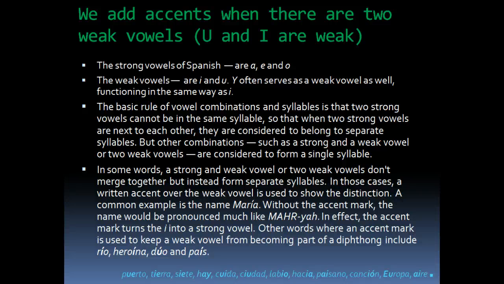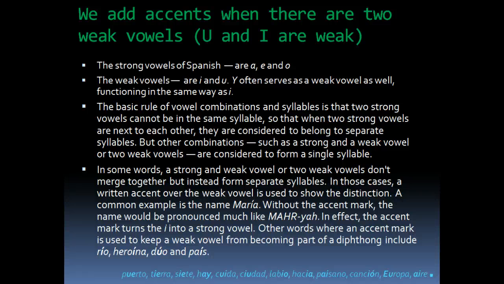Let's look at words down on the bottom in the blue. I added some words where the two vowel sounds together make a diphthong. What's a diphthong? That's when two vowels are put together to form another sound. Look what happens when we don't accentuate the vowel. Puerto. That sounds like a W. Tierra. That sounds like a Y. Siete. That sounds like a Y.